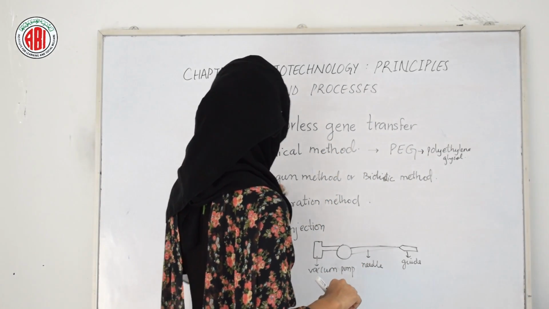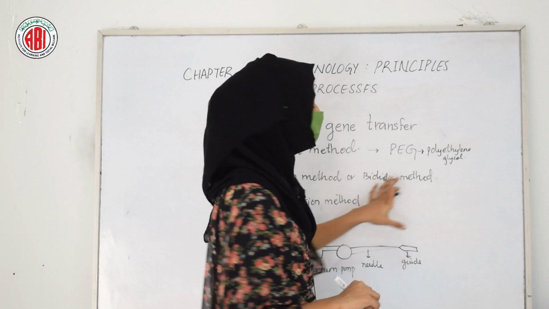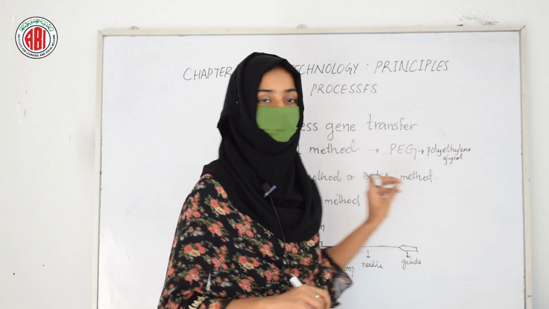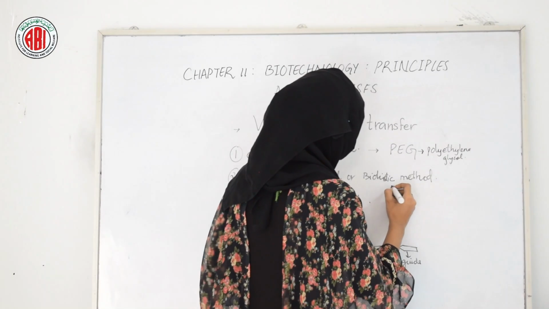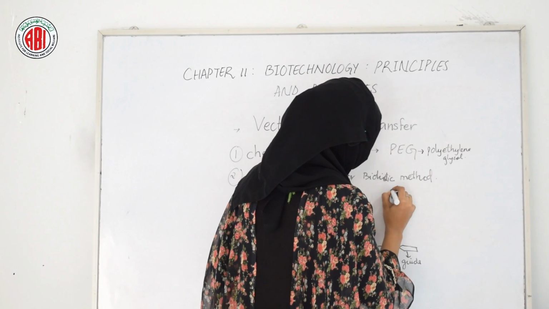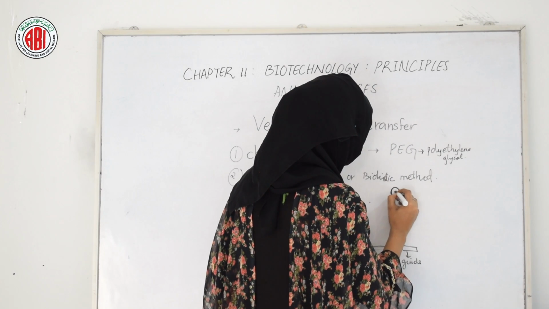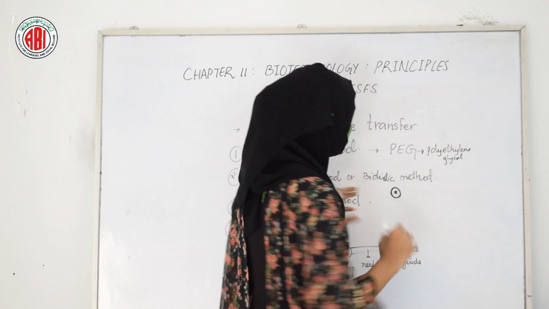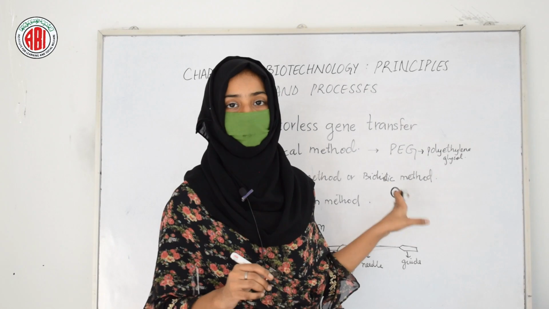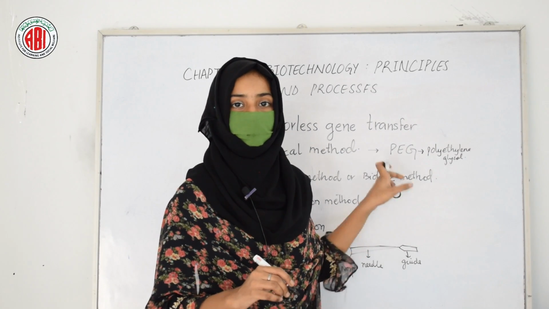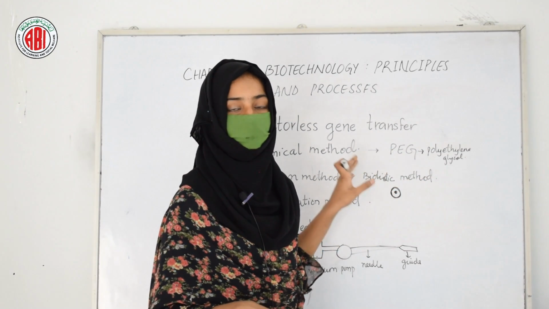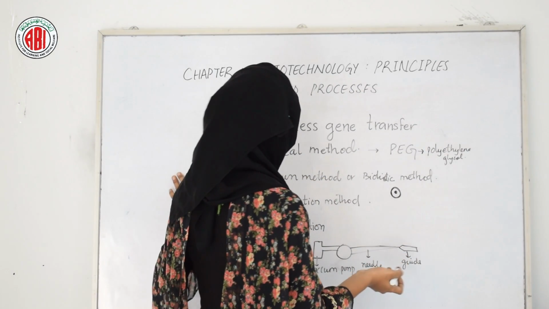The next one is the gene gun method, also called the biolistic method. In this method, the DNA or desired gene is coated with tungsten or gold particles. Here the DNA is coated with the tungsten or the gold particle. Then it acts as a shot and it can be automatically inserted into the protoplast of the host cell.